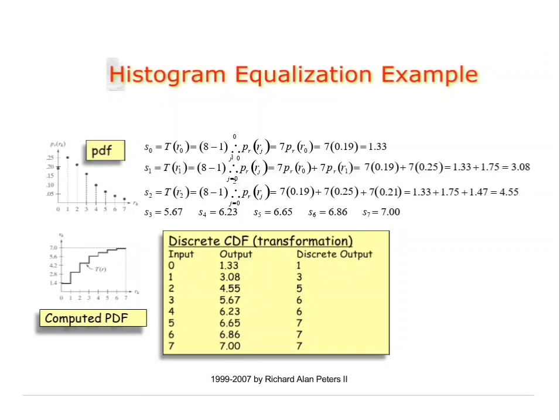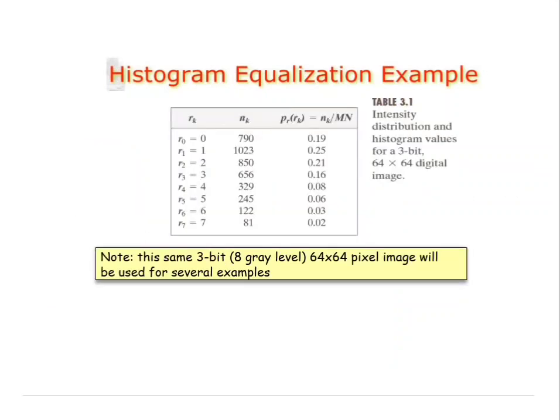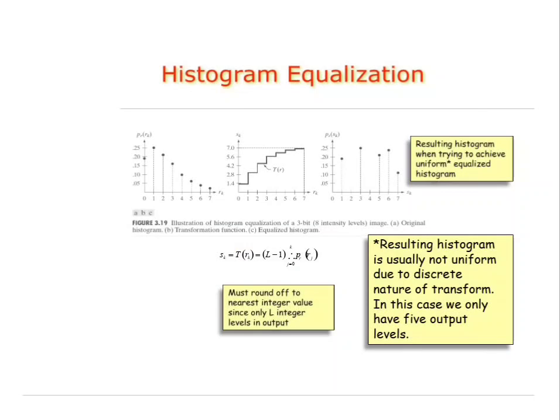Similarly, we can find for all the R values from 0 to 7. We get S0, S1, S2, S3, S4, S5, S6 and S7 values. By using these values, we can draw the histogram as shown in graph A, that is PDF, probability distribution function. Histogram equalization of a 3-bit image. Figure A shows the original histogram, figure B shows the transformation function, and figure C shows the equalized histogram.